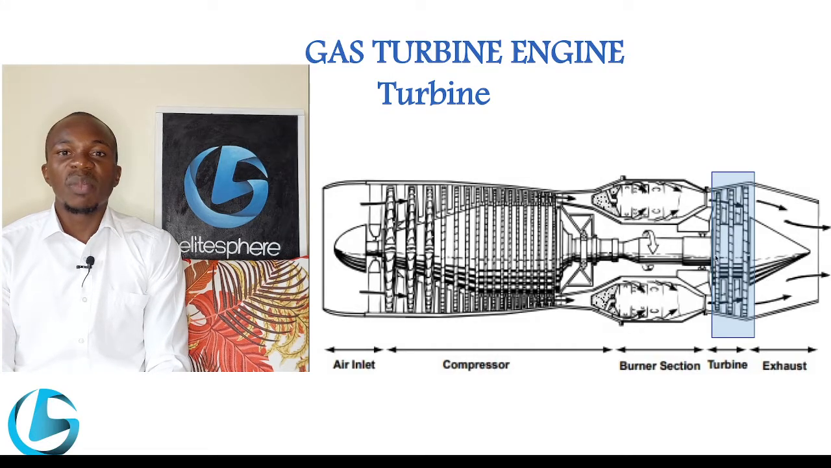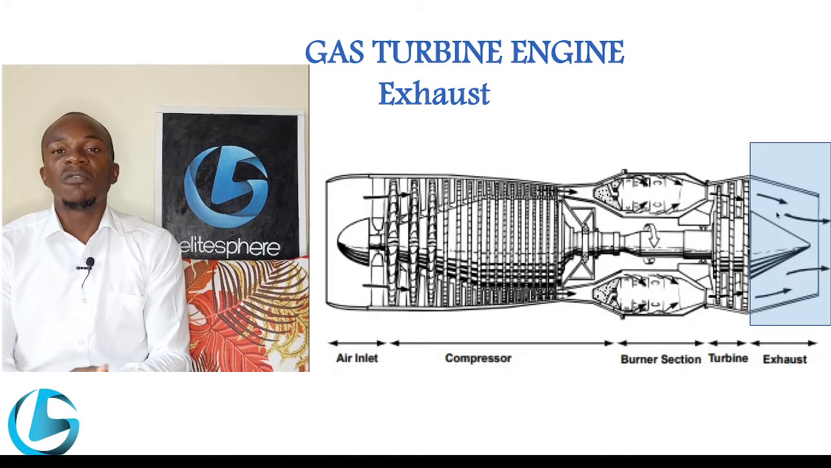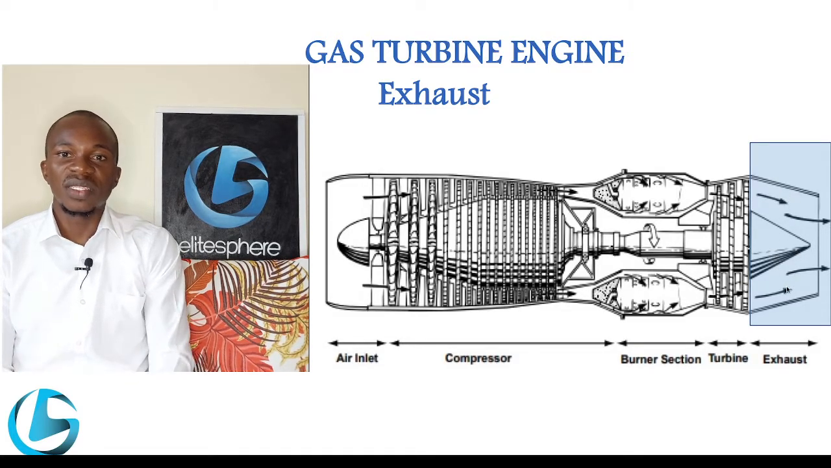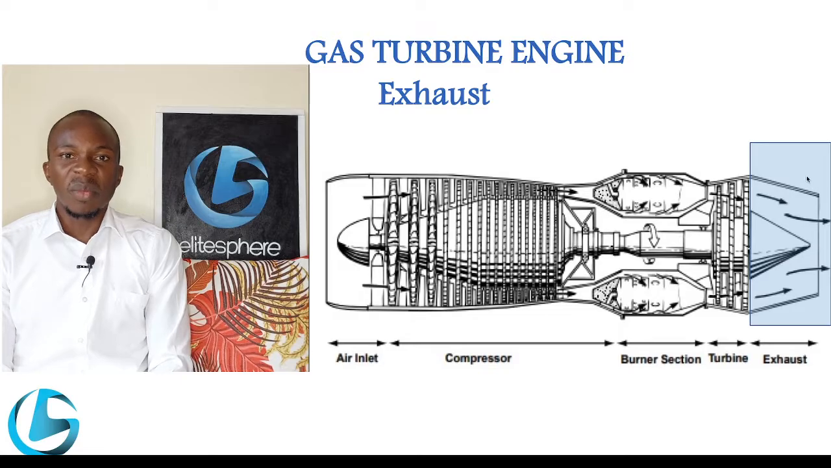From the combustion chamber, the burnt gases pass through the turbine, where the main function of the engine takes place. This is where the energy to drive the compressor is extracted, and also the energy to drive the accessories of the engine. From this point, the burnt gases from the turbine move to the exhaust, where they are expelled rearward at a very high velocity. And remember from our previous video, this is the action that in turn produces the reaction that propels the aircraft forward.